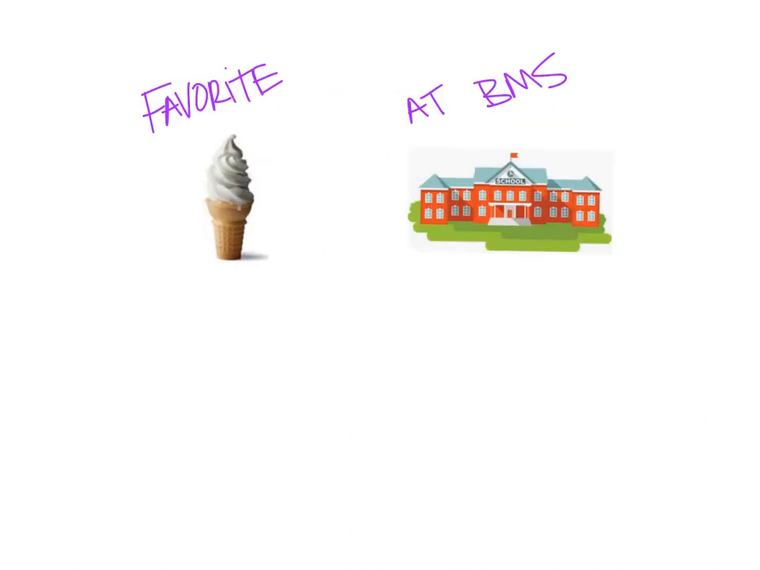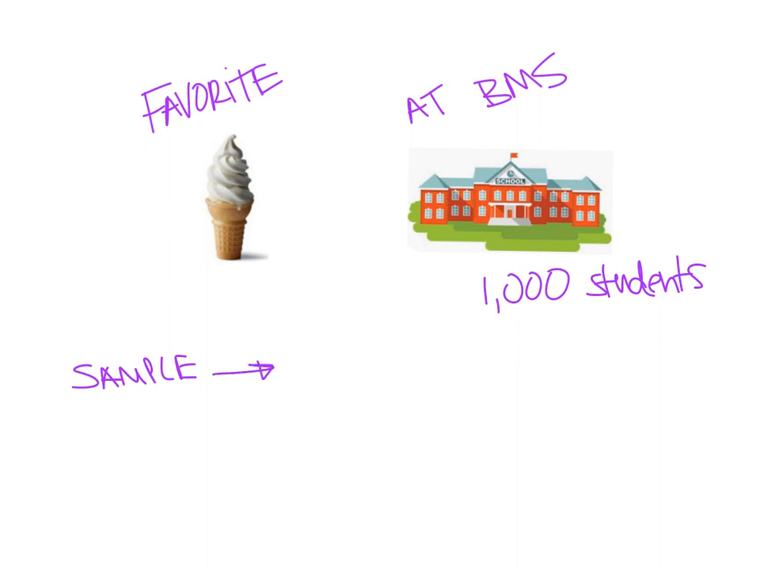So let's say that Stephen wanted to determine the favorite ice cream flavor at BMS. Now the population would be all of the students there, so roughly about 1,000 students. Now this is probably too many for Stephen to try to survey every student there, so instead he would survey a sample of the students, a smaller group that represents that population. Now it's important that Stephen conduct a sample that is what we call unbiased, which means that it doesn't favor any particular part or group more than another.